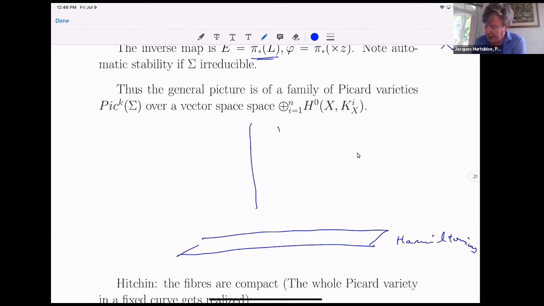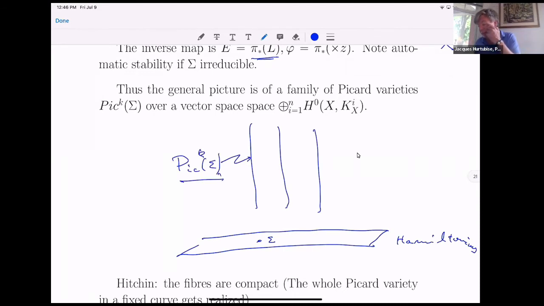And you've got a family. So each point here basically determines a spectral curve. And then you've got the set of line bundles over sigma, which are abelian varieties. So you're getting the picture of a completely integrable system, which is a family of tori, this time complex tori, living above sigma. And the nice thing is Hitchin shows these fibers are actually compact.